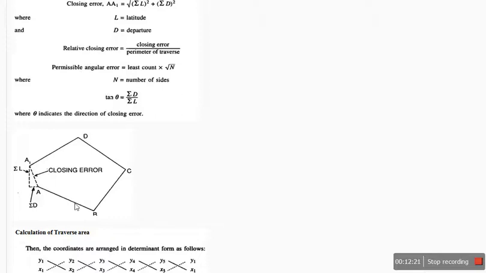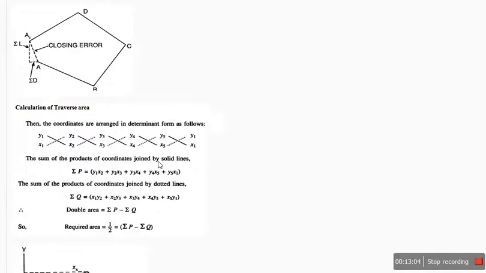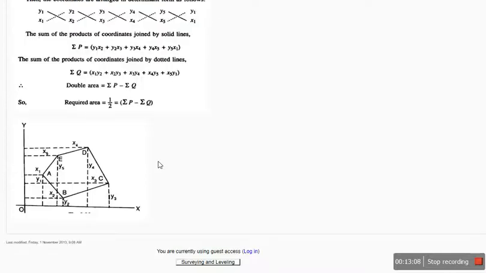If you have points A, B, C, D, and D, A should be closed. If you want a closed traverse, but due to some error, A is now at A dash. So the distance from A1 to A is called the closing error, and it can be calculated if you know the latitudes and departures of all the lines. From the summation of latitudes and the summation of departures, we can calculate the closing error from this equation. So the permissible relative closing error can be calculated, and the possible angle error you can calculate from this. So this is the formula. When you have the coordinates of each and every point, you can also find out the area.